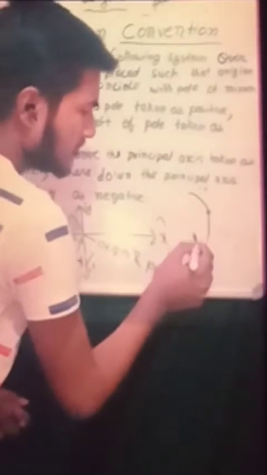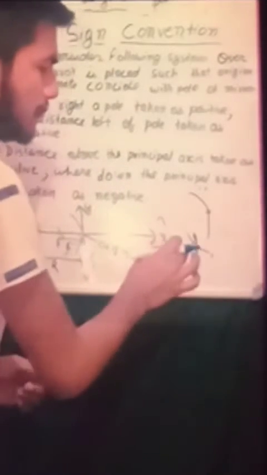This is the origin of the coordinate, and this is the pole of the mirror. We have to place the mirror in such a way that the origin and the pole of the mirror are at the same place. Here you may see it. If we place the mirror here, we place it in such a way that the pole of the mirror comes here.